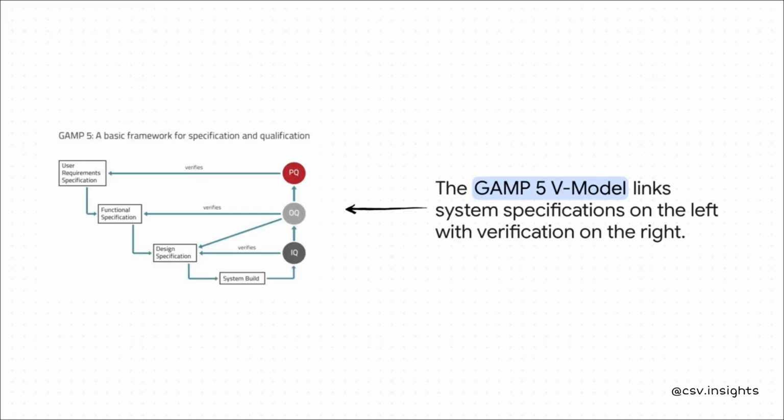Now, the real power of the V model is right there in its shape. It's not just a random letter. It brilliantly connects every single design step you take on the left-hand side with a matching testing step on the right-hand side. It's just a beautifully logical way to make sure nothing gets missed.